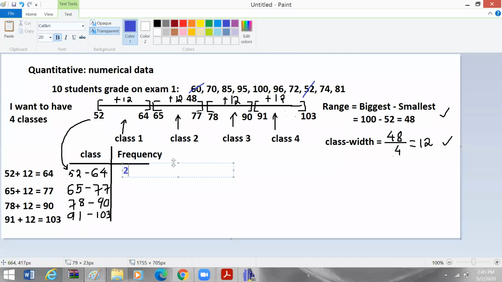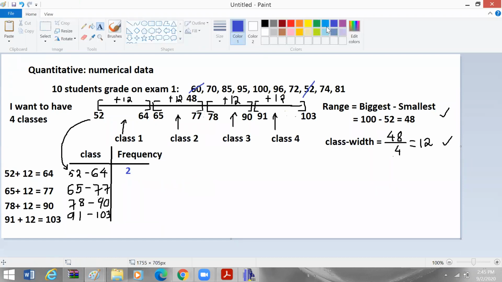So the 2 will be the number of the scores that fall within this range. Let's say I got 2 grades from a student, one is 52 and one is 60, and they fall between 52 and 64. So that would be 2 frequencies on the first class.